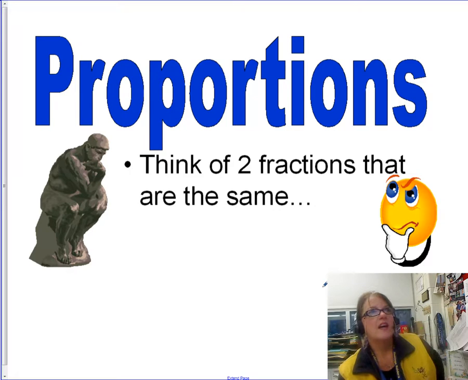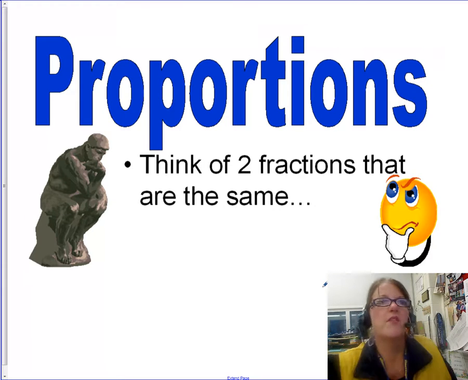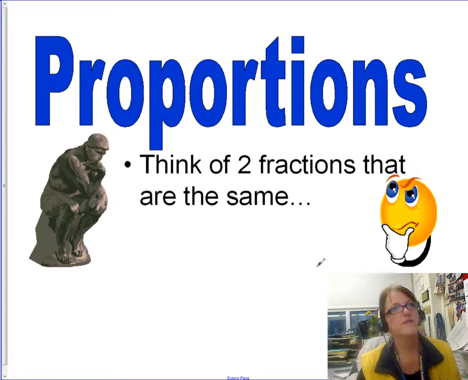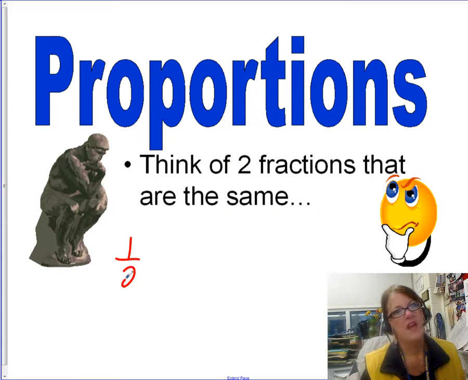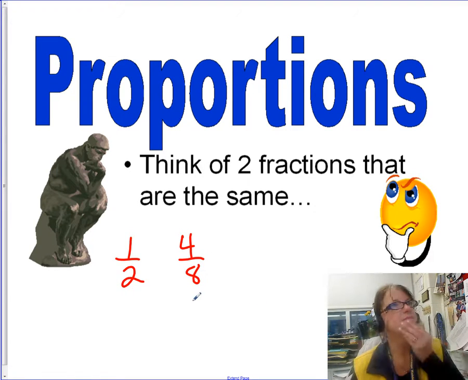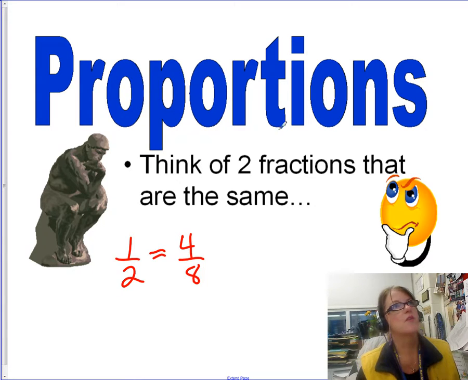So come up with a couple. Think of something like 1/2 and 4/8. There's two fractions that are the same. Anytime you have fractions that are exactly equal to each other, they form what's called a proportion. So a proportion is a math sentence. It's an equation. You have to have an equal sign. And these two fractions are exactly the same.